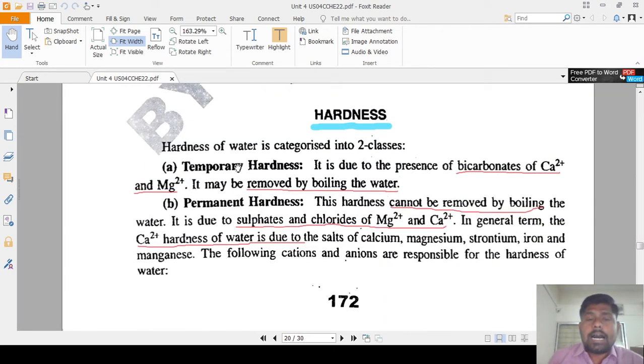Next point is the hardness of water. Okay, you know what hardness is. Two types of hardness are there: temporary hardness as well as permanent hardness. The temporary hardness is due to the presence of bicarbonate salts of calcium and magnesium, and it is easily removed by boiling the water. But the permanent hardness cannot be removed by boiling the water, and it is due to the sulphates and chlorides of magnesium and calcium. The sulphate and chloride salts of magnesium and calcium give permanent hardness.